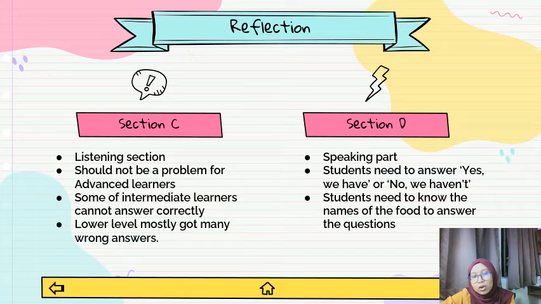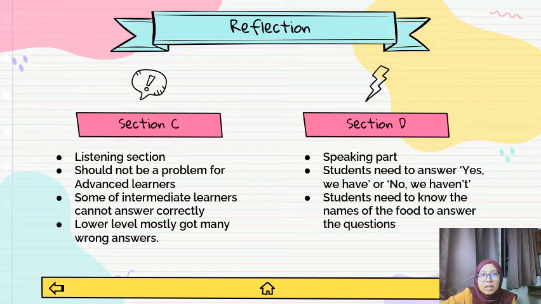Okay, now we move on to section C, which is the listening section. This part actually should not be a problem for the advanced learners, because like I said just now, the instruction is quite simple, where the students just need to choose the correct answer, based on the teacher's instruction. They just need to pick the correct one.